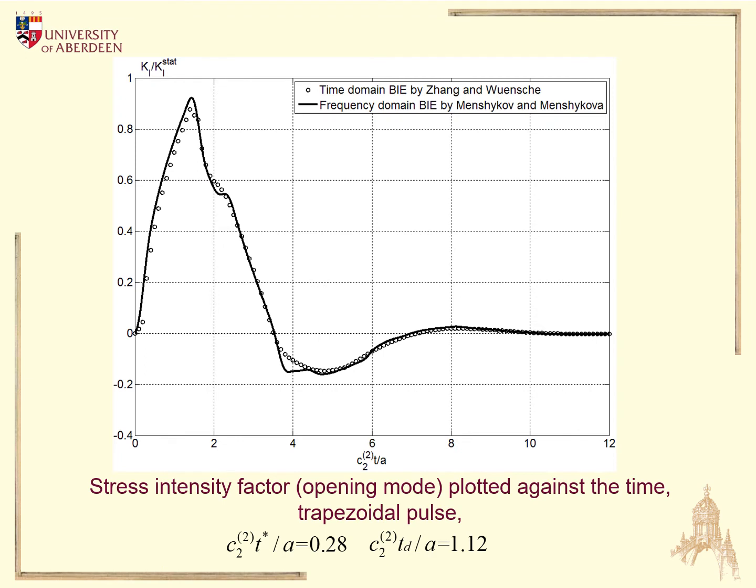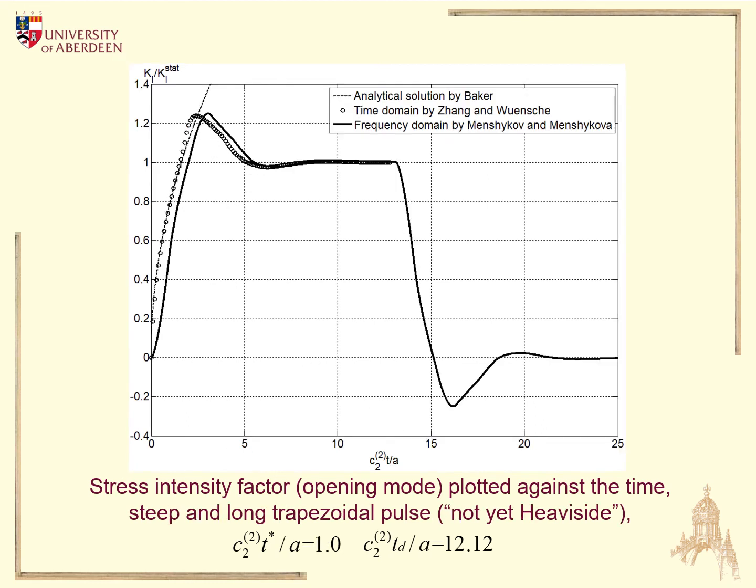That's how the comparison between solutions obtained in time domain and frequency domain looks like. So you can clearly see that our solution, a solid line, is extremely close to the solutions obtained by Jank and Wünsche. They're the solutions for trapezoidal pulse. And now we have trapezoidal pulse, which is close to Heaviside, but still not yet Heaviside. And we can see the difference. So we are not there yet.